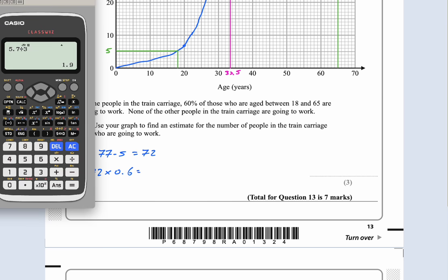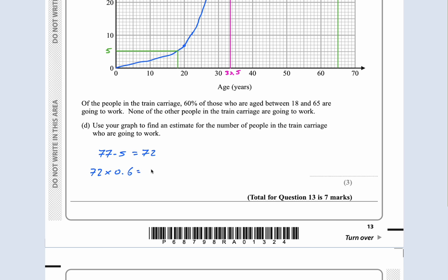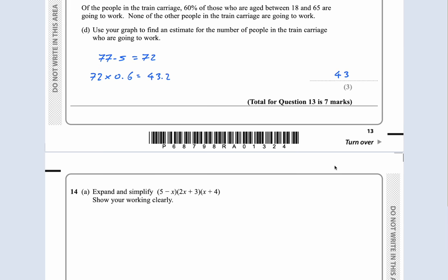So it's 72 times 0.6, which is 43.2. It says an estimate for the number of people. You can't have 43.2 people, guys, so just be careful. This isn't the mean. The mean can be a decimal, but if we're estimating the number of people, you can't put 43.2. You have to put 43. Now again, the mark scheme accepts anything 42, 43, or 44, so there's a bit of leniency depending on your graph, but anyway, that's how you do it.